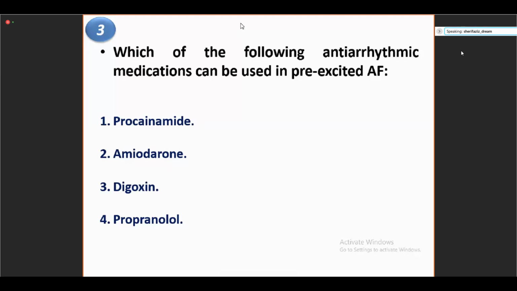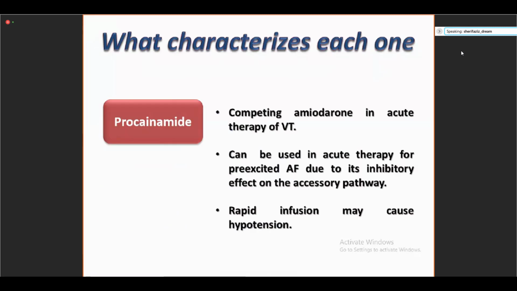So, okay, let's show the answer, Dr. Ahmed. So the answer is procainamide, as you said. Procainamide is a class 1A antiarrhythmic medication which slows down the conduction over the accessory pathway. So it can be used in pre-excited AF, in acute therapy, if the patient is hemodynamically stable. Also, flecainide can be used, but if the patient is hemodynamically unstable, we give a shock.